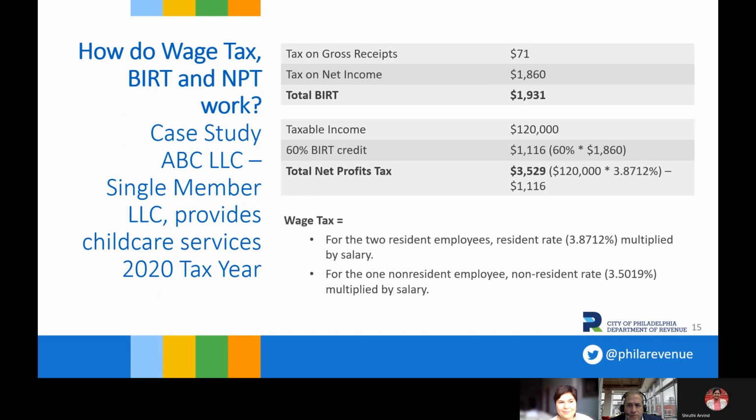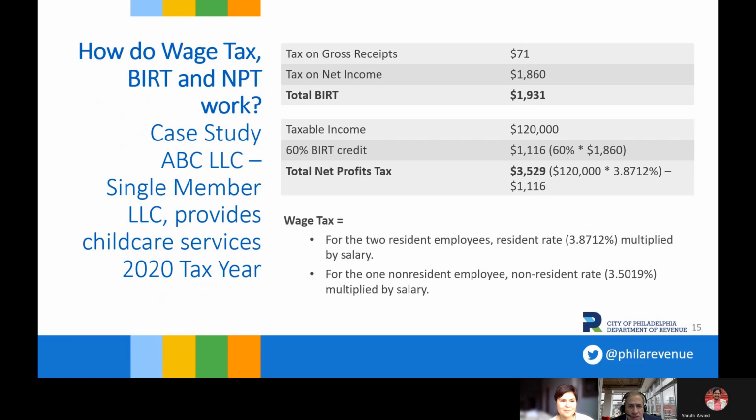Okay, so you can see from this slide that the total BERT is you have to add the gross receipts tax of $71 plus the tax on net income of $1,860. Total BERT tax due to the city is $1,931.